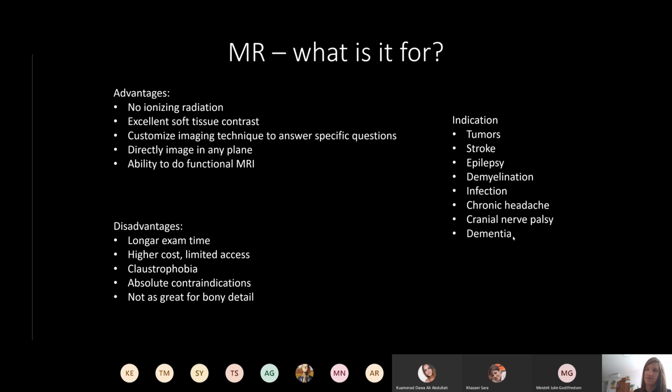The advantages are that there is no ionizing radiation. It's really good for soft tissue contrast. You can customize the imaging technique to answer a specific question, and you can acquire the images directly in any plane. And you can also get functional information, not only structural. You can do fMRI to detect where, for example, the motor center in the brain is, or you can do perfusion imaging. The disadvantages are that it takes longer, and it's really, really expensive.